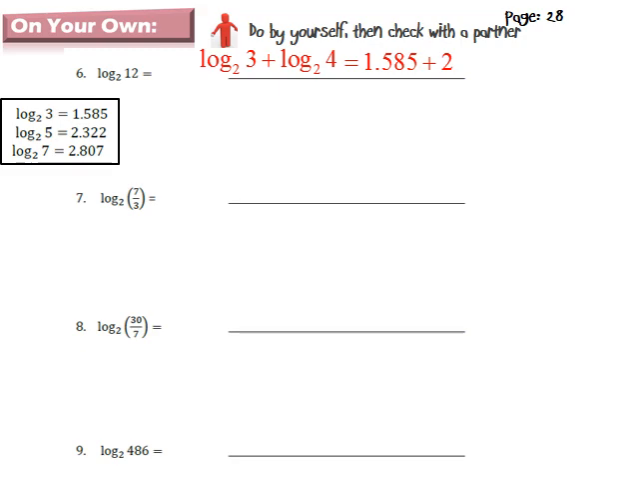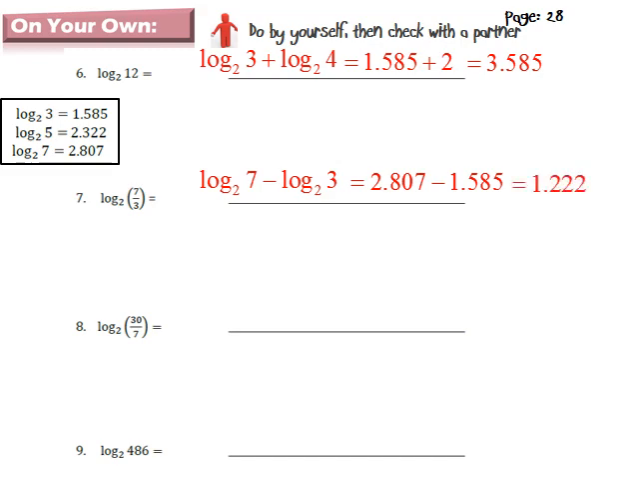Now the next one, 7 over 3, we could obviously write as log 7 minus log 3, and we have those values here that were given. So we can simplify that. 30, this one's kind of complicated. 30 is the product of 5 times 6, and 6 is 2 times 3.